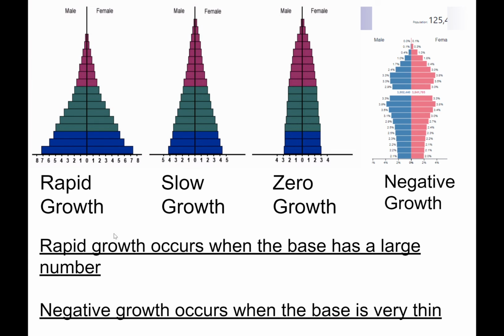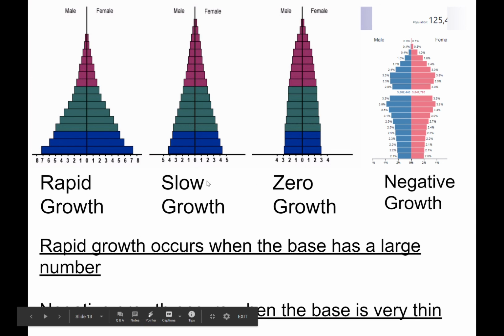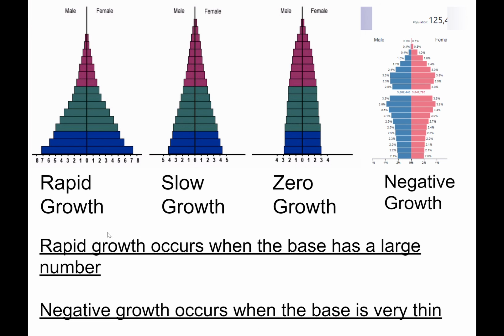So what you got to know is write these below your notes, below the pictures, and also write down rapid growth occurs when the base has a large pyramid, like we talked about here. Really any number higher than 5 or more. While this one, negative growth occurs when the base is very thin. So anything less than 2, or anything that is at 2.